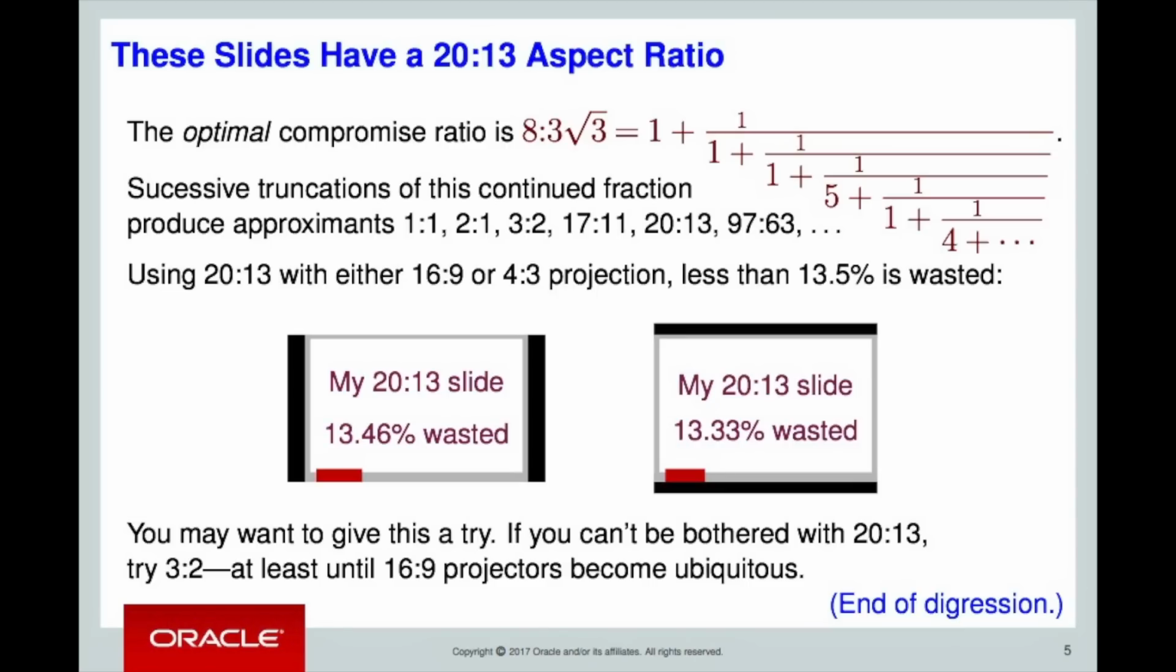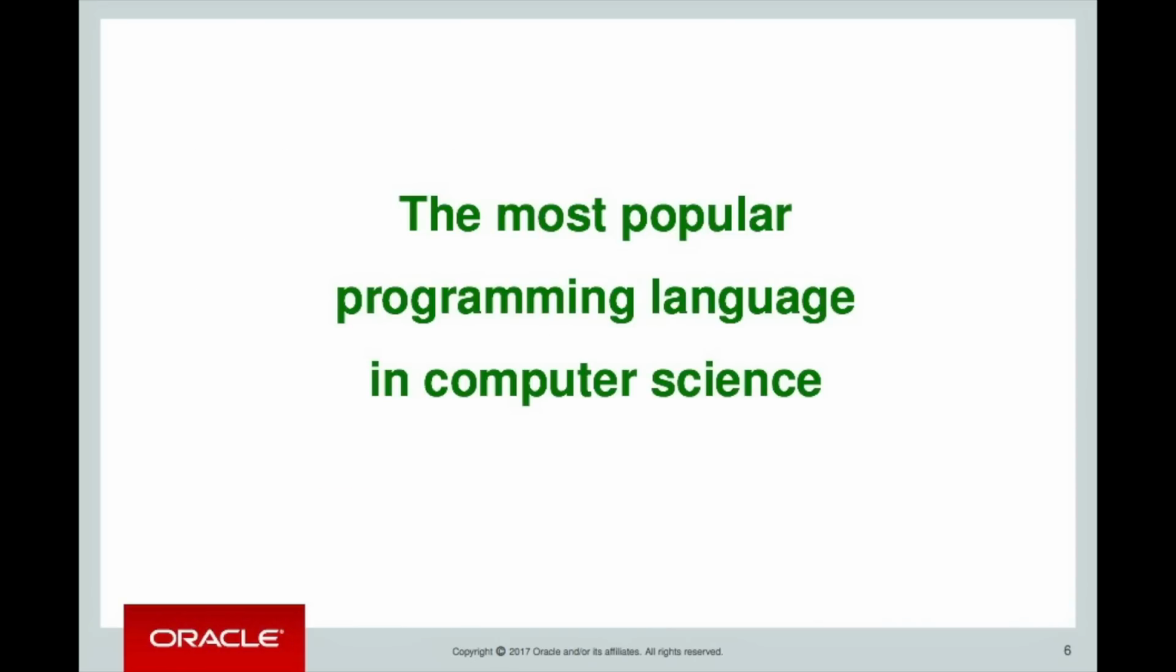Okay, but I'm really here to talk about the most popular programming language in computer science. The most popular programming language in computer science has no interpreter or compiler. Its definition is not written down in any one place. It's changed a lot over the decades, and those changes have introduced some ambiguities and inconsistencies. We're going to take a look at that.